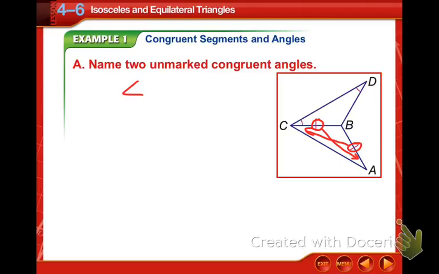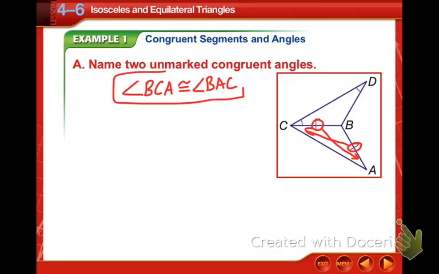So angle BCA is congruent to angle BAC. Yeah, that's it for that problem. Pretty easy.